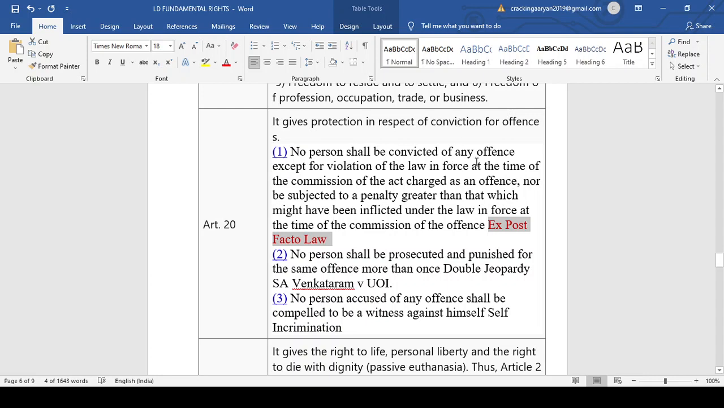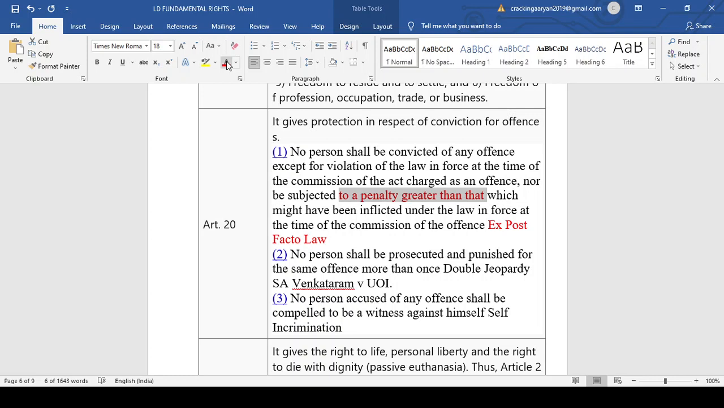No person shall be convicted of any offence except for violation of the law in force at the time of the commission of the act charged as an offence, nor be subjected to a penalty greater than that which might have been inflicted under the law in force at the time of the commission of the offence.